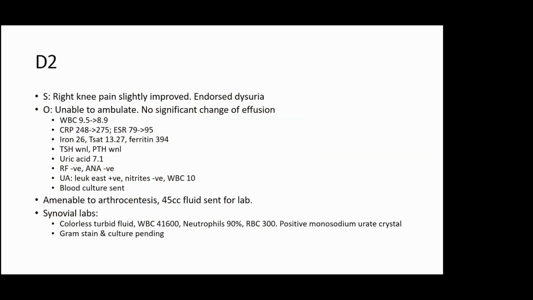The white blood cells were still normal, but this patient had a worsening inflammatory marker, even while on steroid. The iron study pointed to an iron deficiency picture. The ferritin was mildly elevated, but probably in the setting of acute inflammatory disease. TSH and PTH were within normal limits. The uric acid was mildly elevated at 7.1. The rheumatoid factor and ANA were both negative.